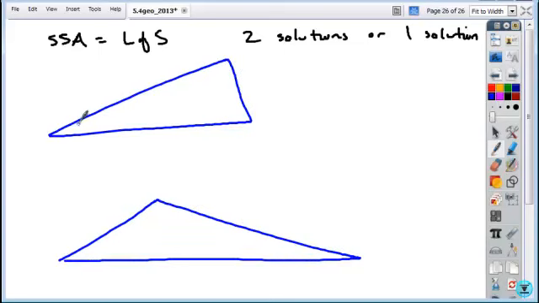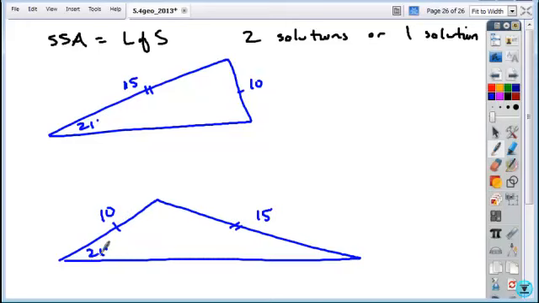Okay, so let's say we take these two examples. They both have an angle of 21. They both have a side of 10, and they both have a side of 15. Okay, so each of these has the pattern SSA, right? Two sides and the non-included angle.